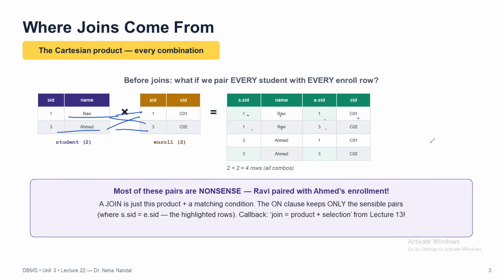Then after this, we have to apply a condition. So this is the cross product, or Cartesian product, plus a condition. What is the condition? We have to match the SID of both. If they are common, that means S dot SID should be equal to E dot SID. That is what we have to select.